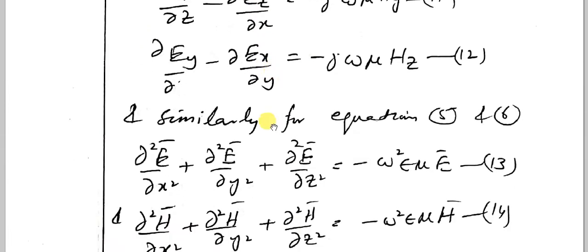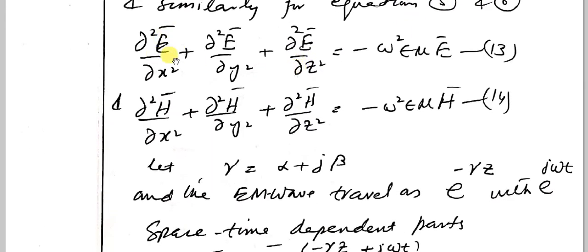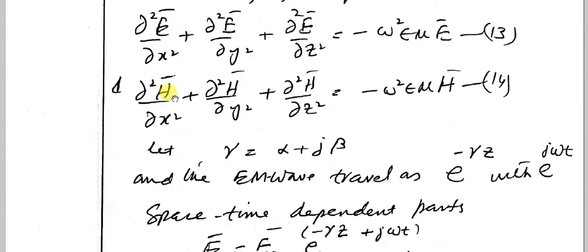And similarly for equations 5 and 6, we have the del square of E. Now it is expressed in component form: del square of E, with the partial differentials delta square by delta x square, y square, z square, is equal to minus omega square epsilon mu E. Similarly, del square of H in its component form, the square of these partial differentials, is equal to minus omega square epsilon mu H.